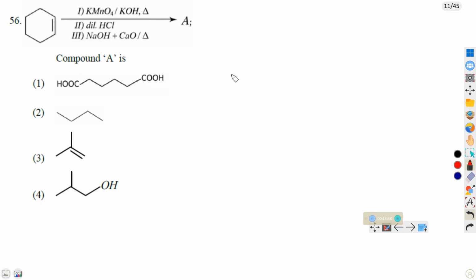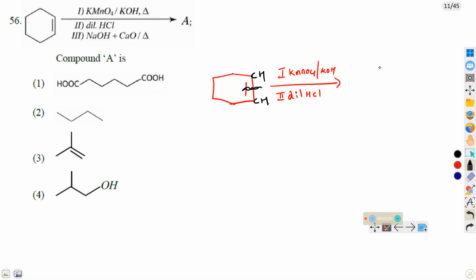Identify the compound A. First of all, cyclohexene reacts with KMnO4, KOH, dilute HCl. Then take the double bond CH, CH. Add oxygens. Then it gives COOH. Oxidation takes place. COOH, COOH. It gives.